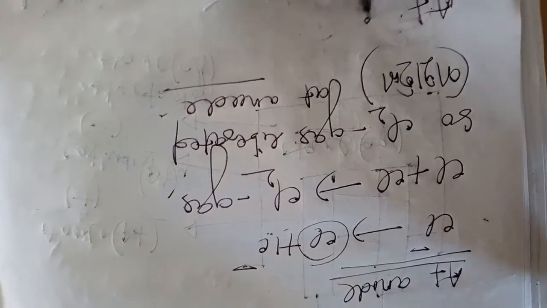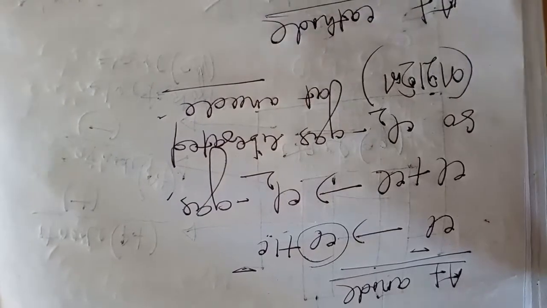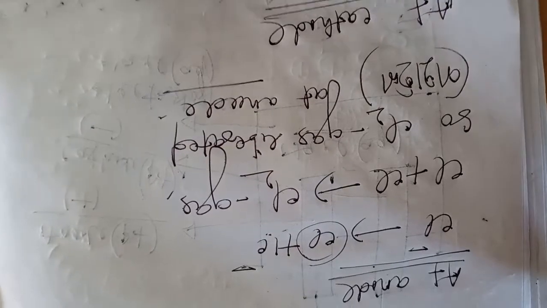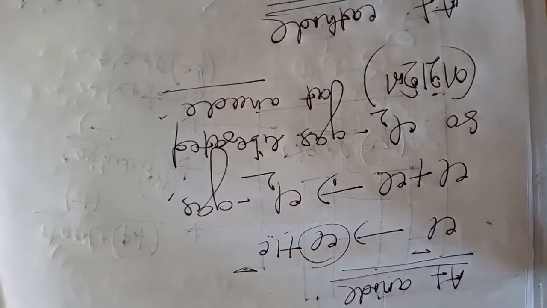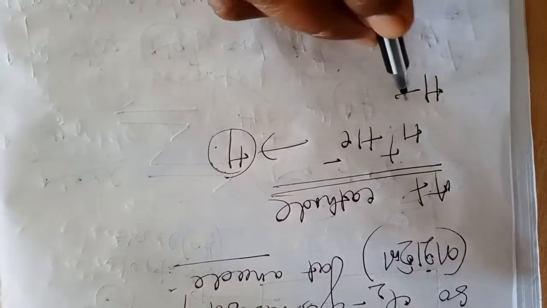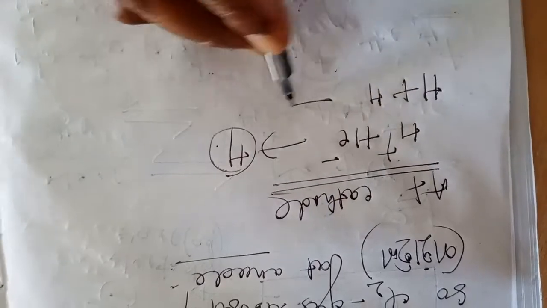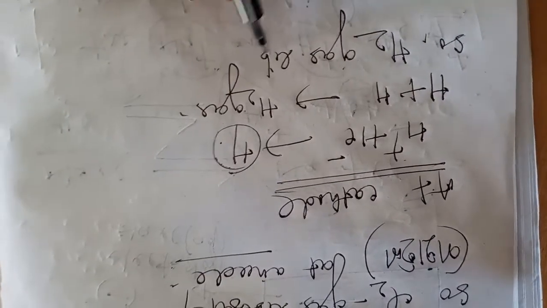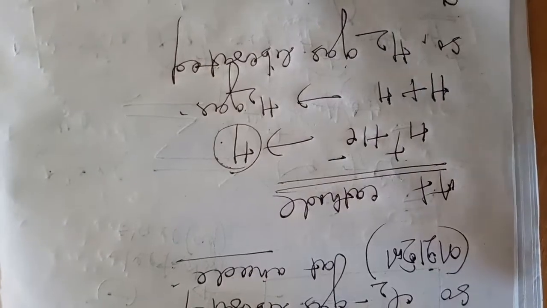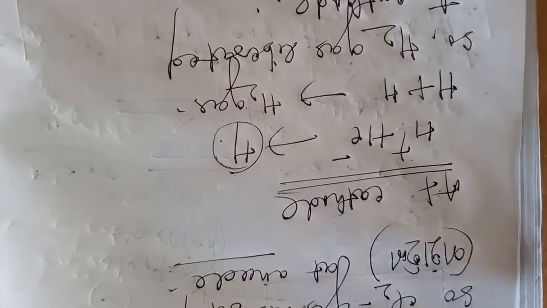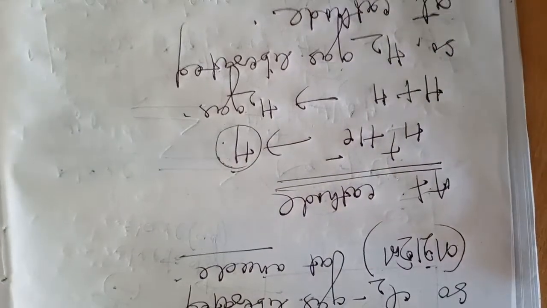Similarly at cathode, what will happen? H plus ions gain 1 electron to form H. One hydrogen joins with another hydrogen to form H2 gas. So H2 gas is liberated at cathode.